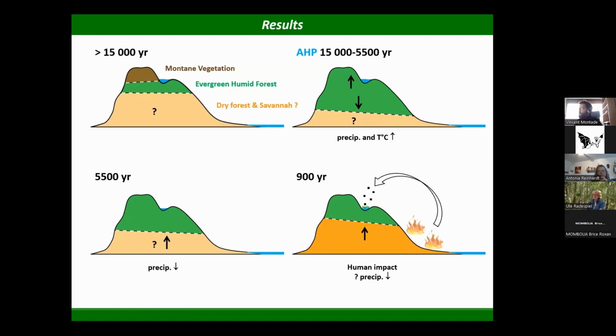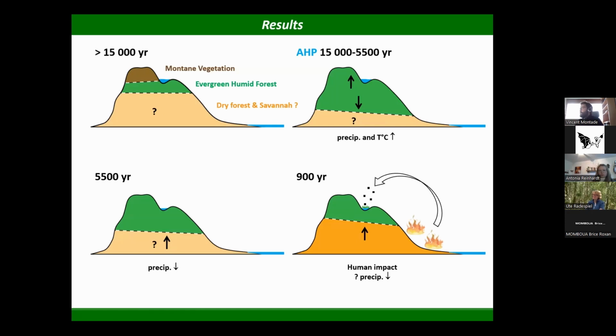So, to conclude on the main results of vegetation changes, before 50,000 years before present, we had a mixture of mountain vegetation and evergreen forest, at least close to the Lake Modi. At low elevation, we do not know exactly which kind of vegetation we had during the late glacial condition, because we do not have a record at low elevation.